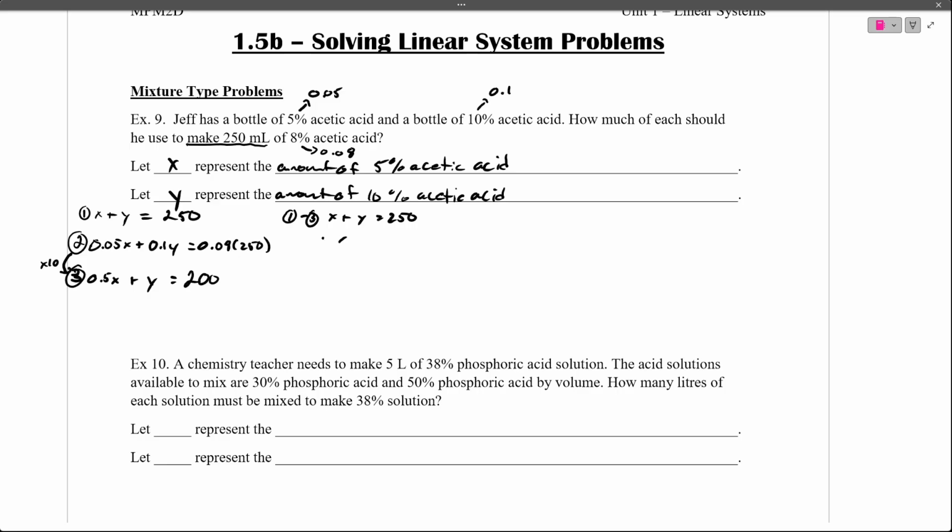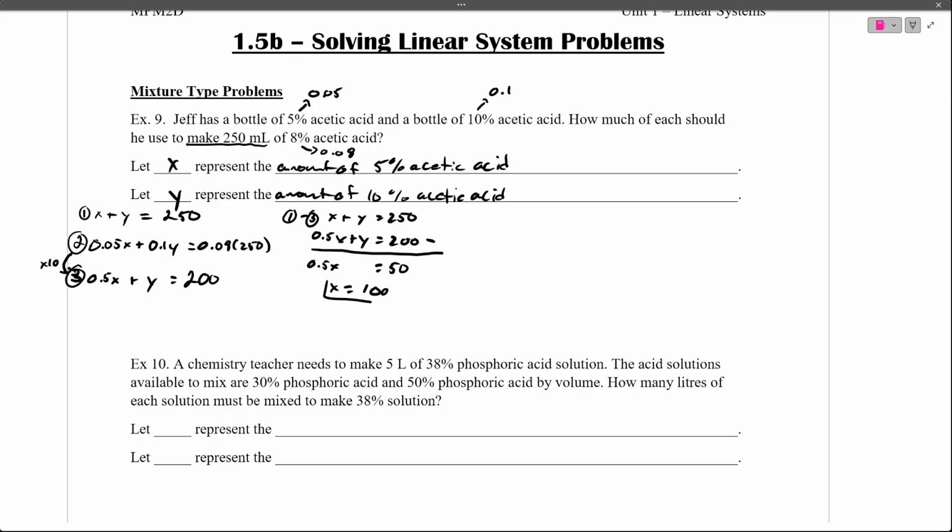I don't know why it doesn't let me erase that whole thing, but I guess we'll just have to work for it. 0.5x, there we go, plus y is equal to 200. And now we're going to subtract these guys. So 1 minus 0.5 is 0.5. And 1 minus 1, that's 0, so that's gone, equals 250 minus 200, that's just 50. So when I divide both sides by 0.5, I get x is equal to 100.